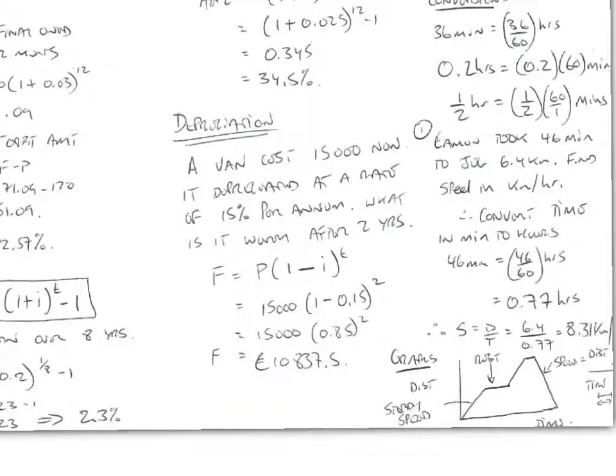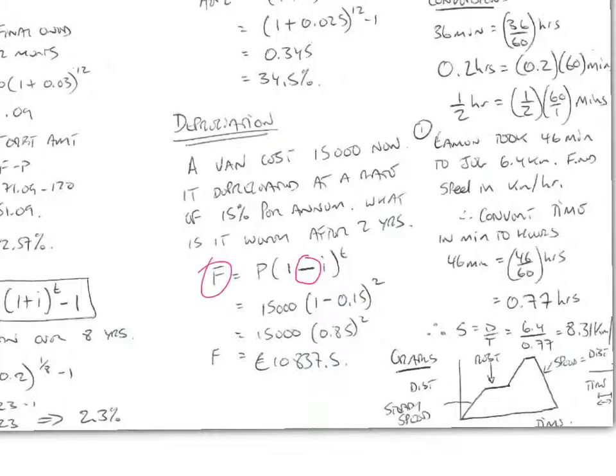Let's look at depreciation. Depreciation problems use the compound interest formula with a minus sign instead of a plus sign. A van costs 15,000 euros new, it depreciated at a rate of 15% per annum. What is it worth after 2 years?